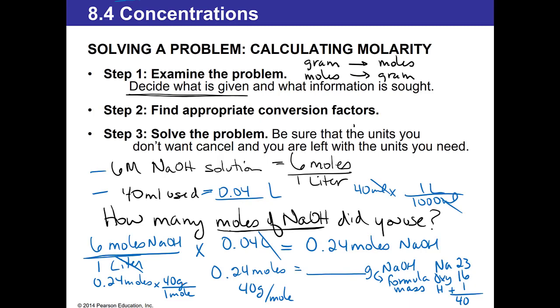0.24 times 40. Moles and moles will cancel. I do have some. I got 9.6? Yes?